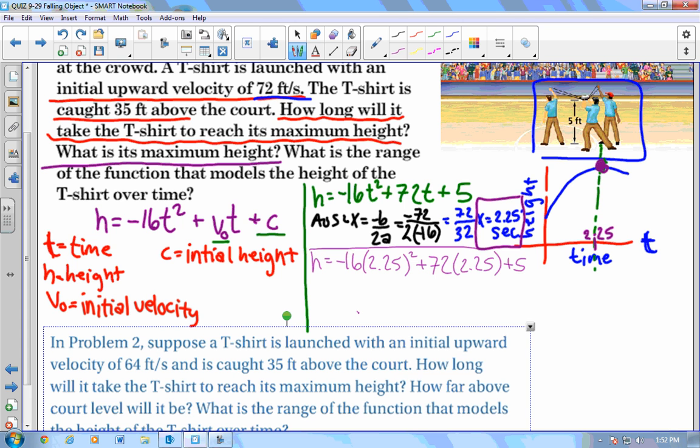Okay, type it in. Does everyone know where the squared button is on your calculator? It's diagonally up from the 7. It's the x squared button.